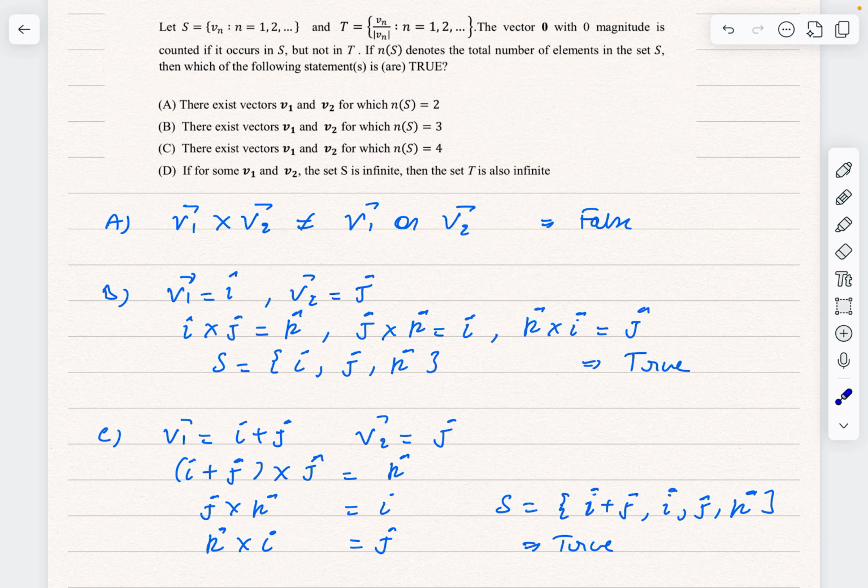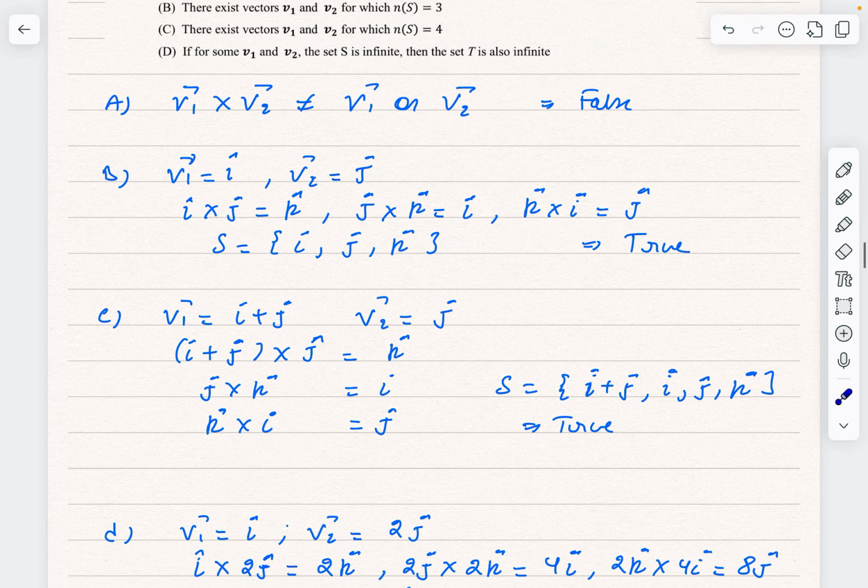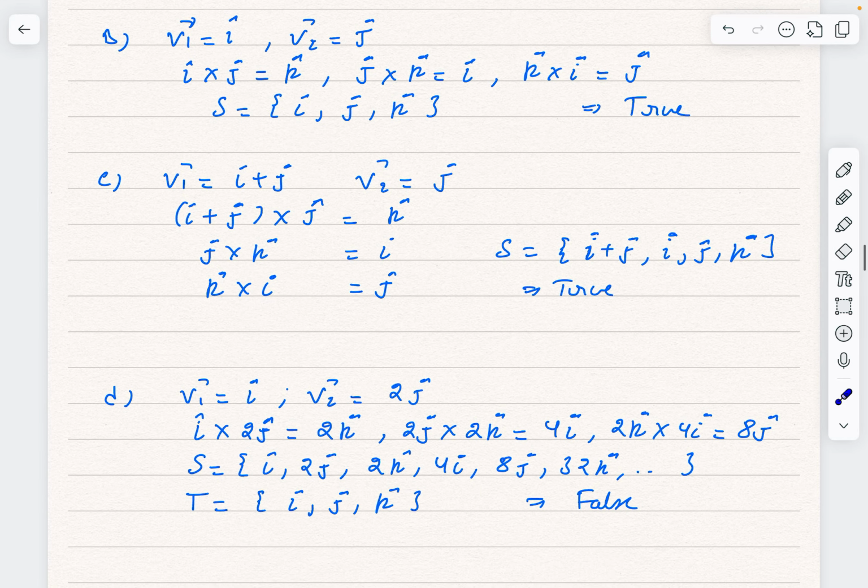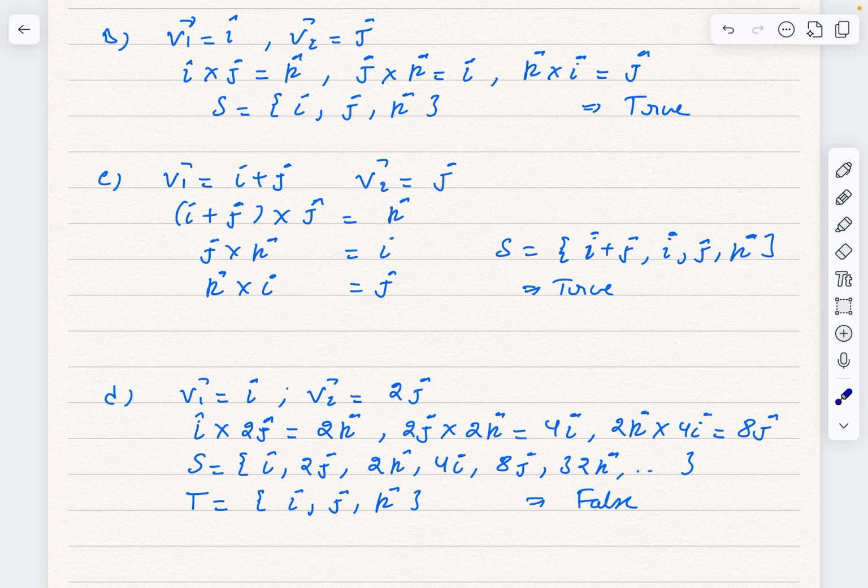And the last one says if for some v1 and v2 set S is infinite, there are infinite vectors in set S, then T is also infinite. Now this will be false, because if I take, say, the first vector as i cap, second as 2j cap, then the third vector will become 2k cap, fourth will become 4i cap, fifth will become 8j cap, so it will be increasing. Magnitude will be increasing.